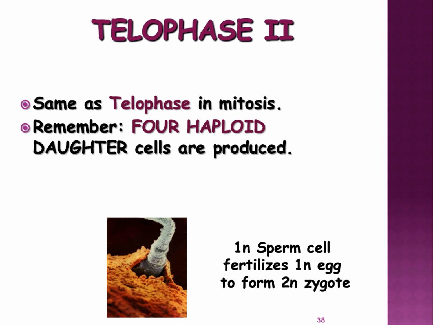So that's, what is that, 46 plus 46, is that 92? Yeah, I believe it is. I can't do the math, but regardless, what you need to understand is that this is why we need to have that division happening, the reduction division. We need to bring it down to 23 so that the 23 from the sperm can fertilize the 23 in the egg, and then we get our beautiful number of 46 for our zygote. Another word for zygote is a fertilized egg.